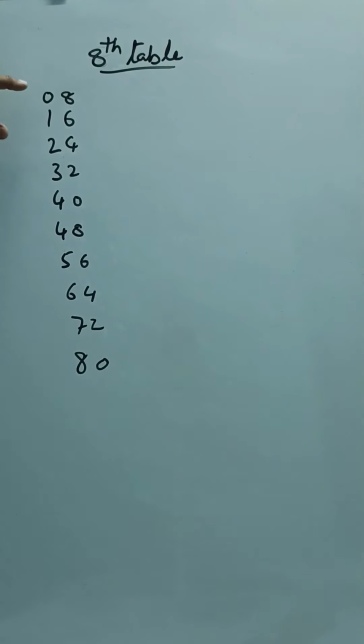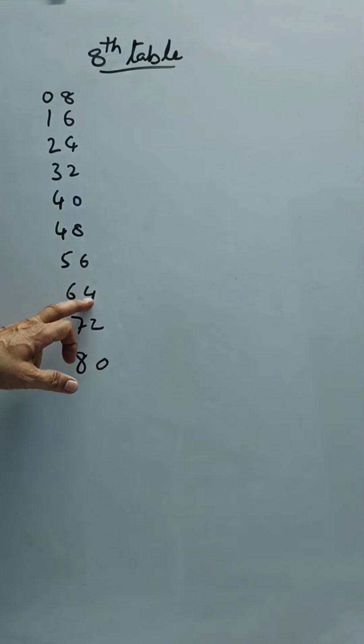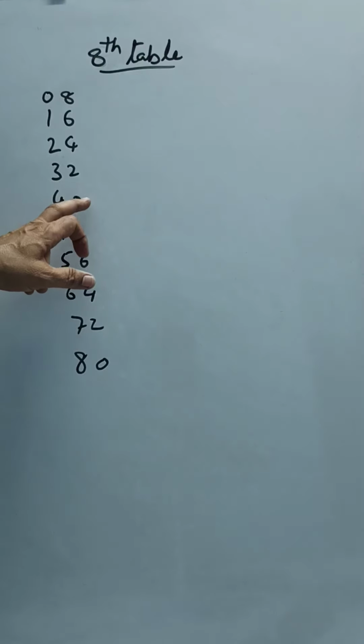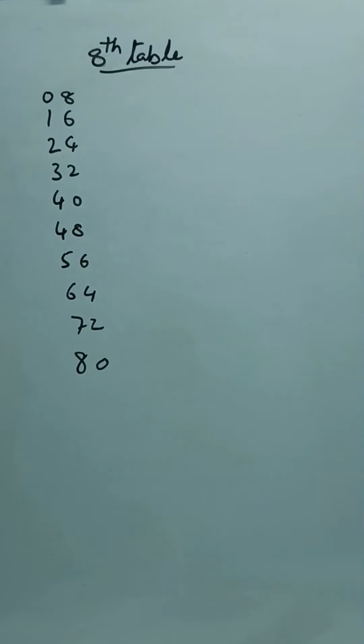First we have to write 0, 1, 2, 3, 4. One more 4 we have to write without forgetting. Then continue with 5, 6, 7, 8. Then from bottom to top 0, 2, 4, 6, 8. Again same number 0, 2, 4, 6, 8. My eighth table is ready.